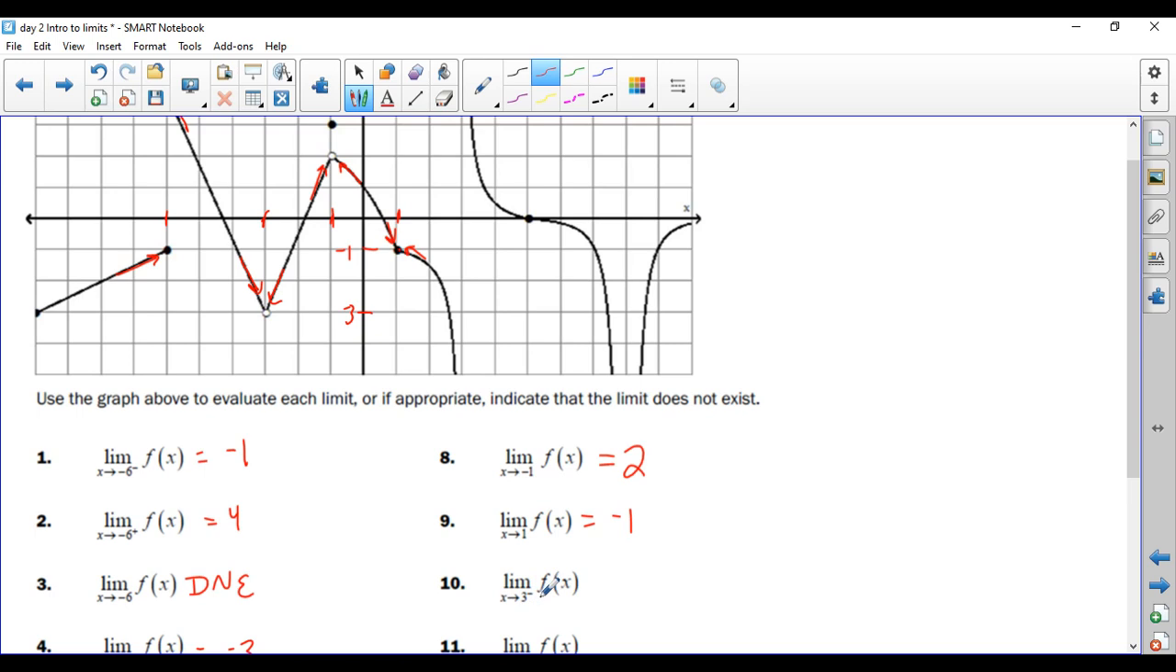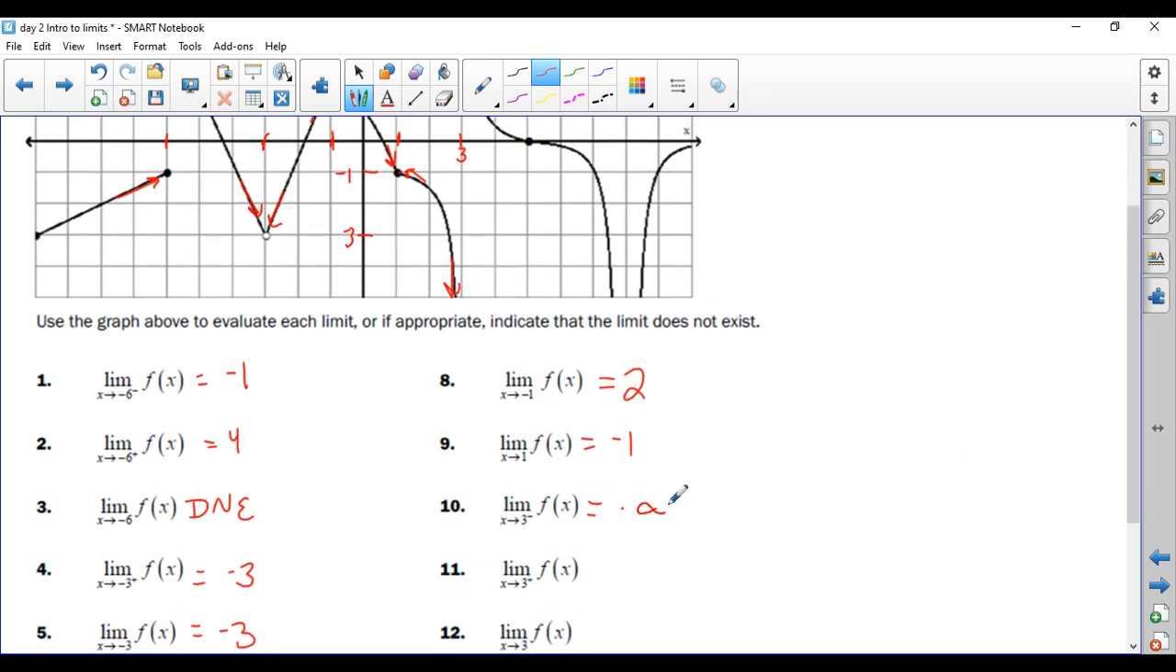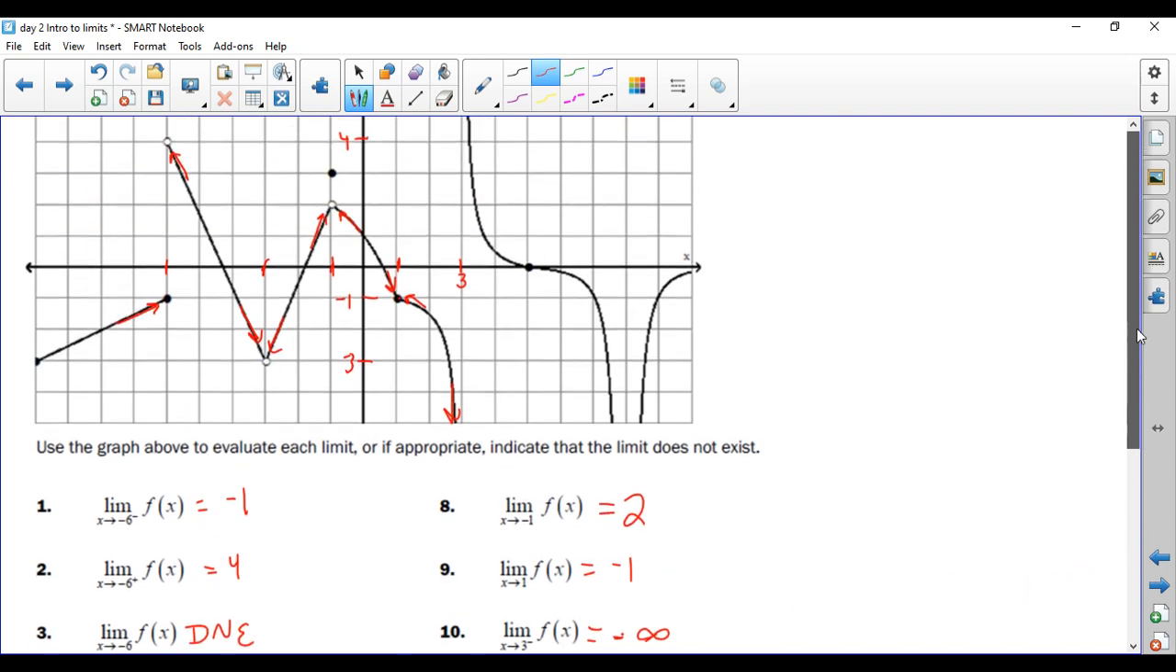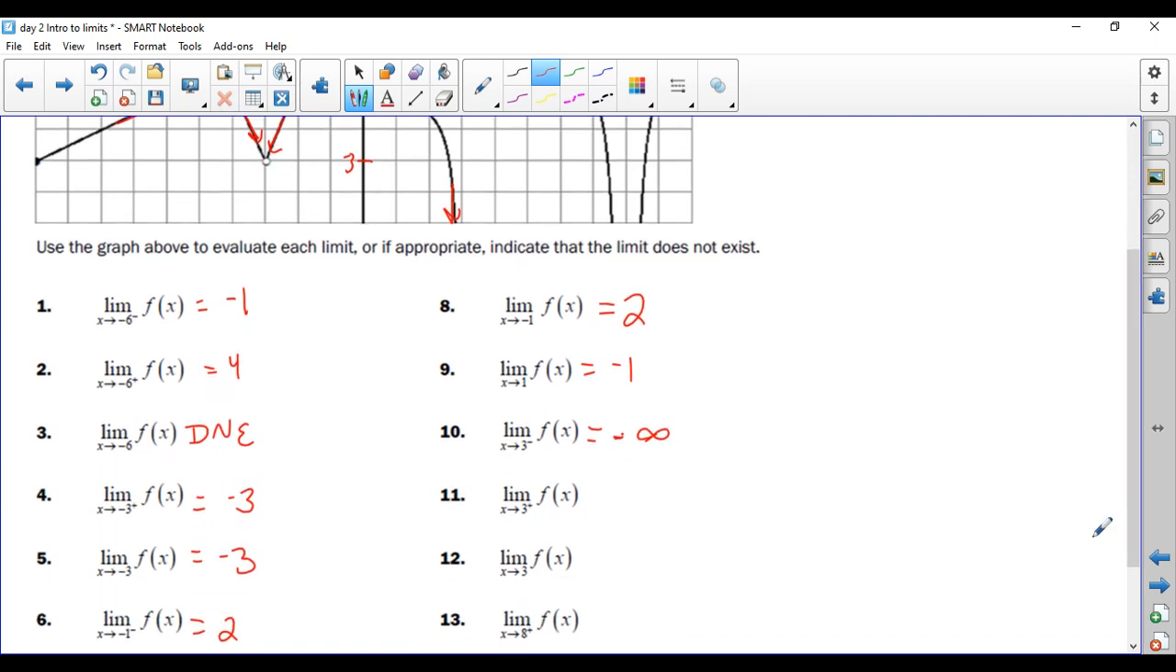Here, we have the limit as x approaches 3 from the left. 1, 2, 3. Coming from the left, this graph is going down and going down forever. So the limit in this case is -infinity. Then look at what happens as x approaches 3 from the right. The graph on this side goes up forever. So on that side, the limit is +infinity. If we want to find the limit as x approaches 3, the left limit and right limit have to be the same. These are not the same. One side goes to -infinity, one goes to +infinity. So in this case, the limit does not exist.